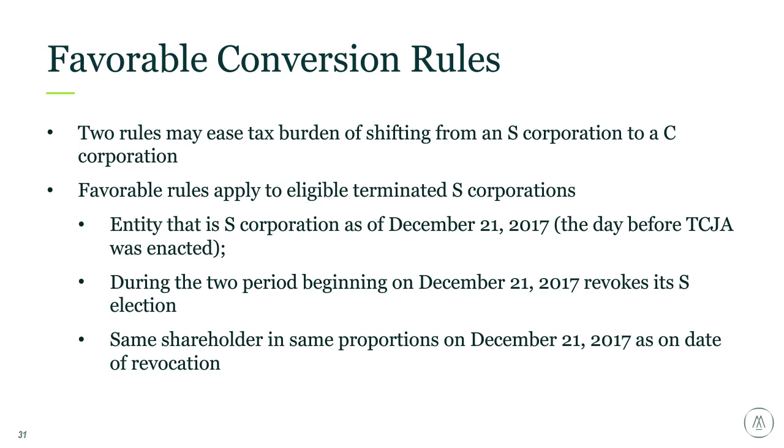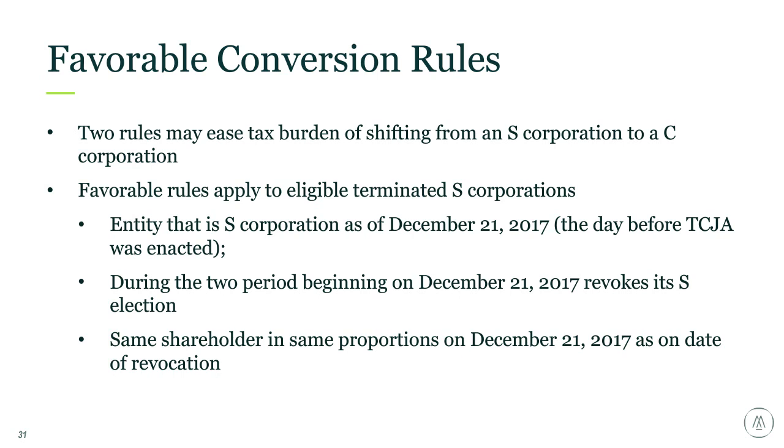What it is, it's describing a corporation that was an S corporation on the date of the enactment of the Tax Cuts Act, and that chooses to revoke its S election within 2 years of the date of that enactment, and in which the owners are the same on the date of the enactment of the Tax Cuts Act and on the date that the S corporation election is revoked.